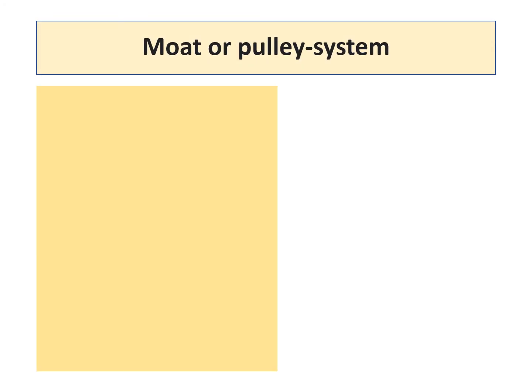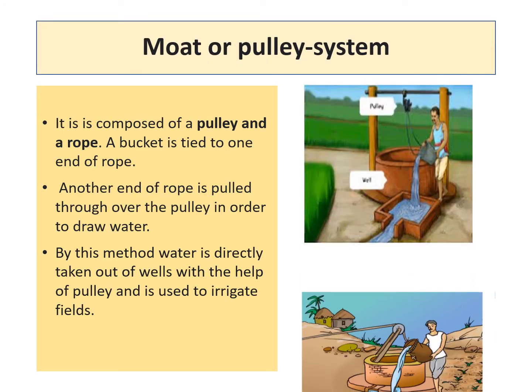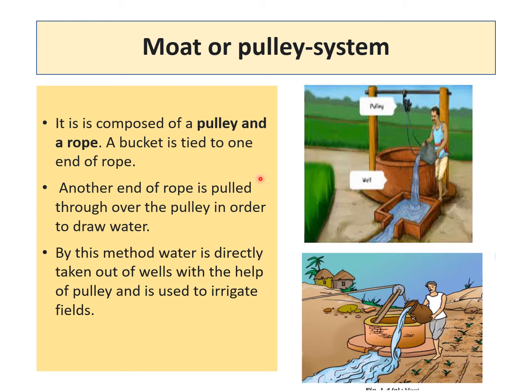First is the moat or the pulley system. Now in this method, you can see in the picture, it is composed of a pulley and a rope, right? You can see in the picture, there is a pulley and there is a rope.